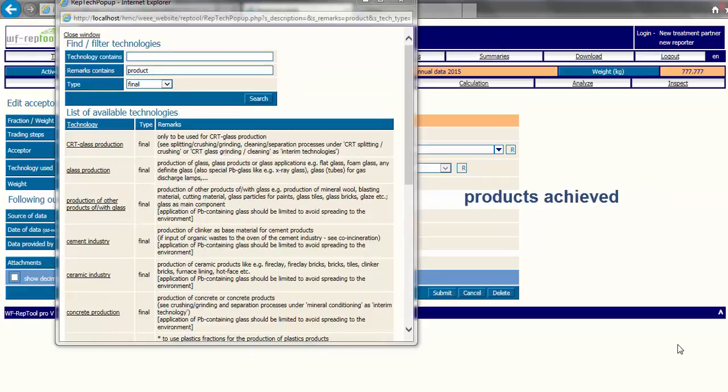You will see in the list of available final technologies that all technologies where products are achieved are considered as final technologies. For example, glass production, here is also a smelting, a change of physical characteristics, but also a production of other glass products like blasting material. The cement or ceramic industry, where fractions are changing the physical characteristics too. Concrete production, here we estimate that fractions will stay for a long time period.